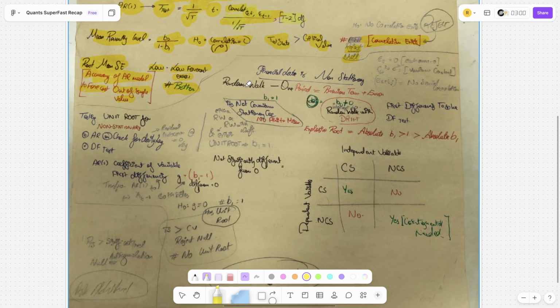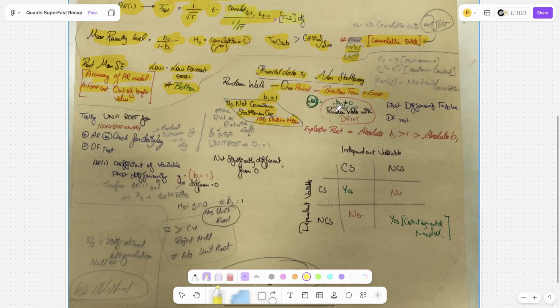Now we come to financial data. Basically, financial data are not covariance stationary. So over here we get two problems: random walk and random walk with drift. Random walk means the current period is equal to the previous period plus an error term. If the current period equals the previous term plus an error term, it does not have a constant and finite mean, and it is not covariance stationary at all. It says that B1 is equal to 1. So that is your random walk.